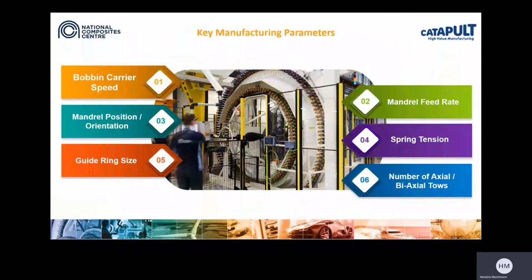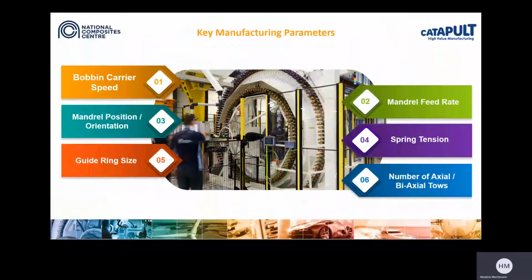So what are the key parameters to braiding? Braiding is an automated process, and the performance characteristics of the laminate are determined by the machine parameters. This is not an exhaustive list of all the parameters, but these are the primary ones. There's the bobbin carrier speed. This is the speed at which the bobbins travel around the machine in the orbital path.